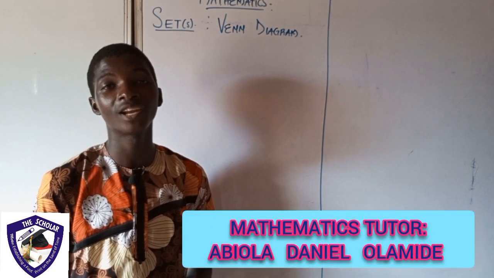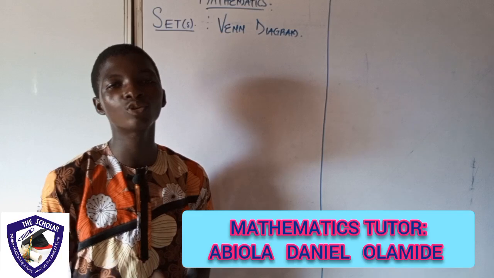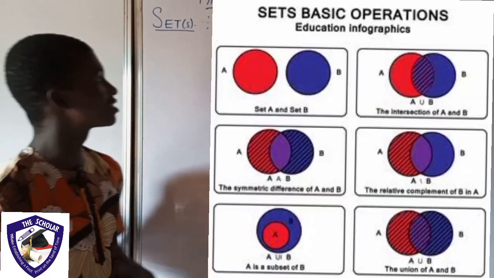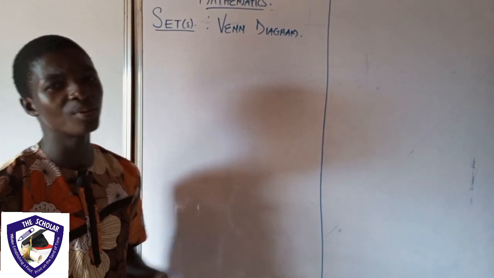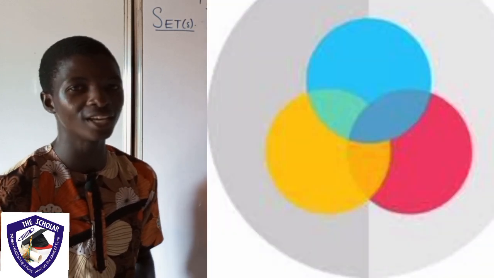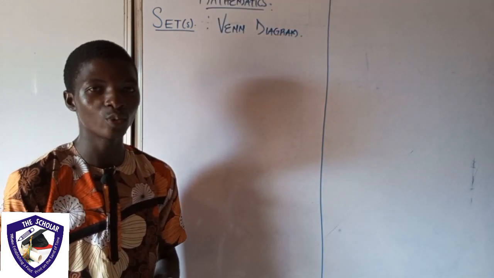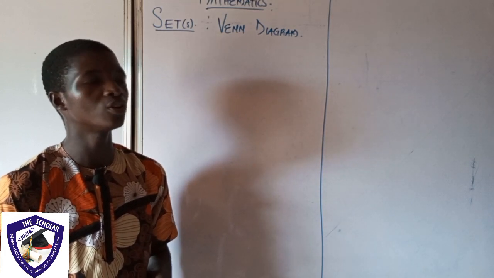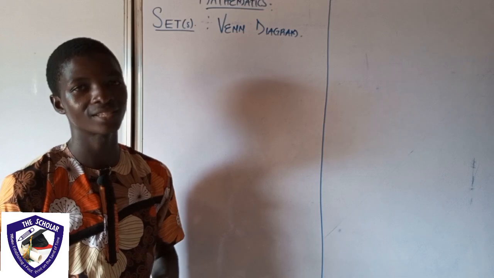Hi, welcome to the Scholar online class. My name is Abiola Daniel Olamide. So I'll be taking us through mathematics today, and our topic here we have sets. Actually, it's Venn diagram, but it won't be okay if we just move to the Venn diagram. So we have to make it sequential. Now, what exactly do we need to know, not about Venn diagram, but about sets.